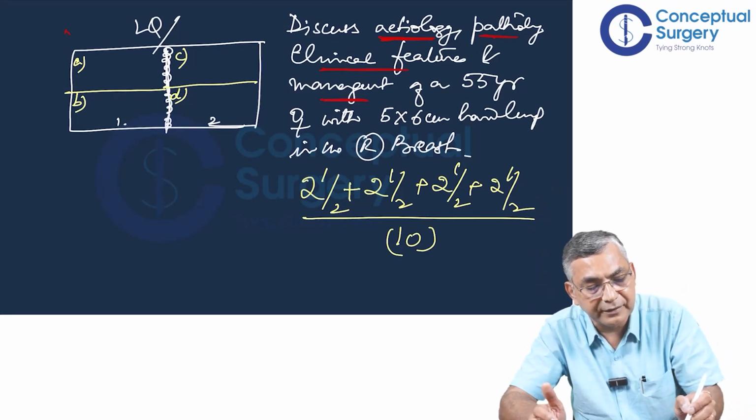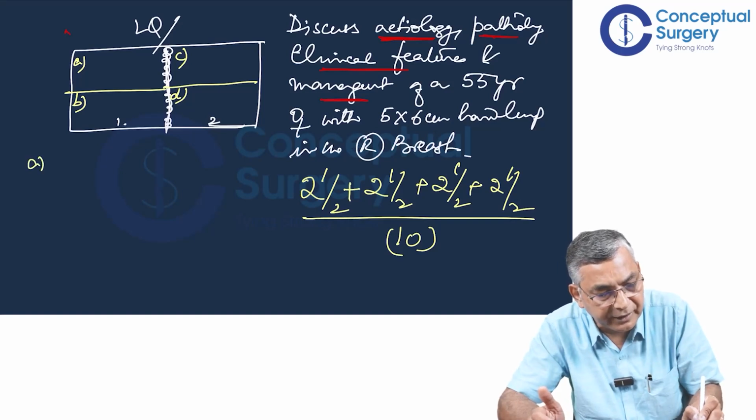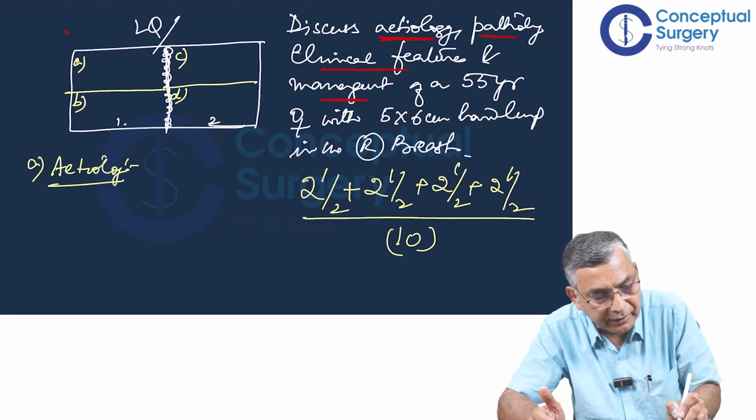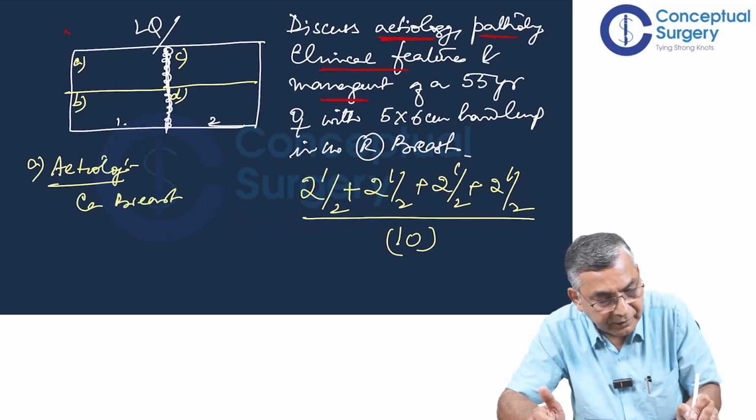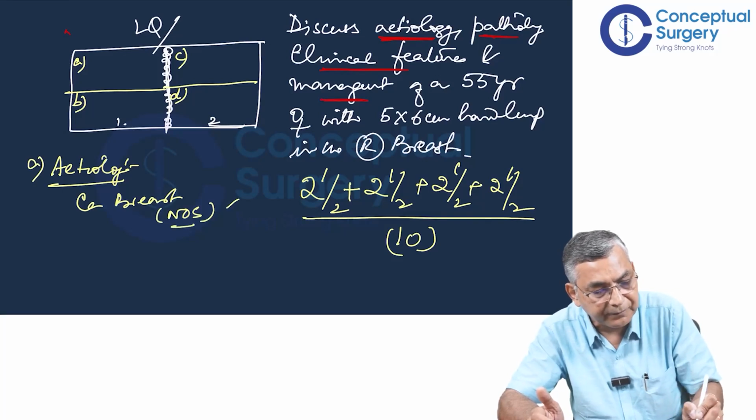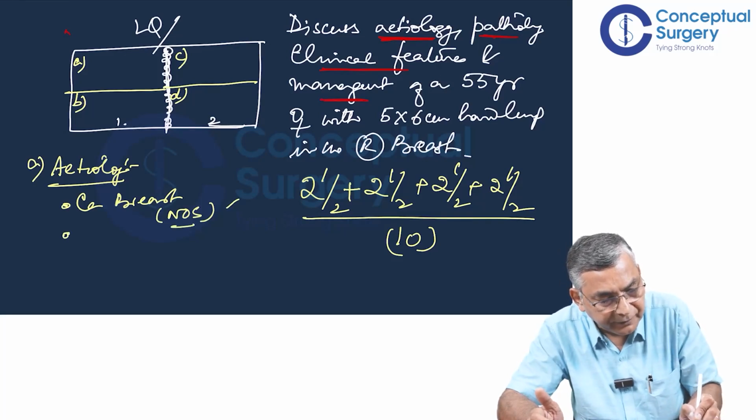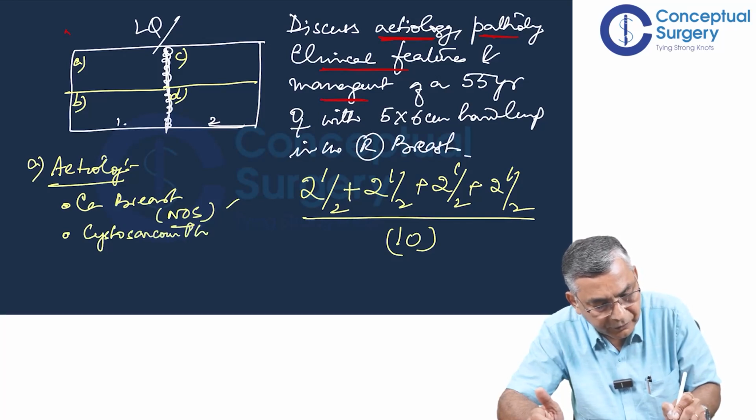So now here is the A component, etiology. For a hard lump, I would think of carcinoma breast, cancer breast, which is carcinoma. So write the full form, carcinoma, as the most likely cause, which is usually the not otherwise specified type. Or the second would be a malignancy, hard lump, cystosarcoma phyllodes.